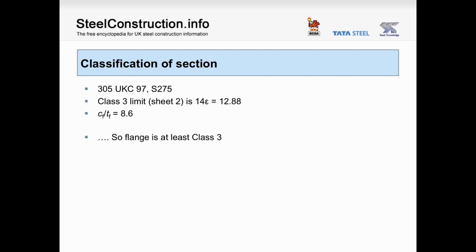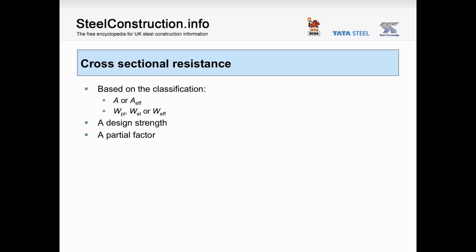Because the flange is at least class 3 and the web is at least class 3, then the whole section is at least class 3, and we know with confidence then that we should be using the gross area. When we calculate the cross-sectional resistance, we need to know the classification, because we need to know whether we're using the gross area or the effective area, and we need to know which modulus we're going to use.